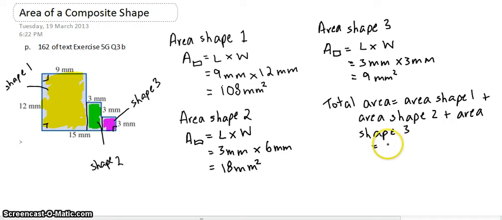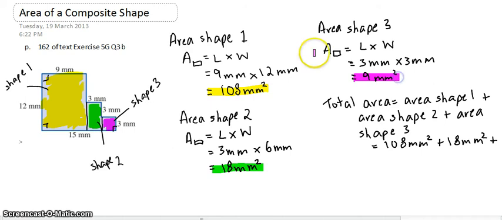Okay, so we're going to add these areas together. I've got the area of shape 1, which is 108 millimeters squared. Now I'm adding that to the area of shape 2, which is 18 millimeters squared. And I'm adding that to the area of shape 3, which is 9 millimeters squared.